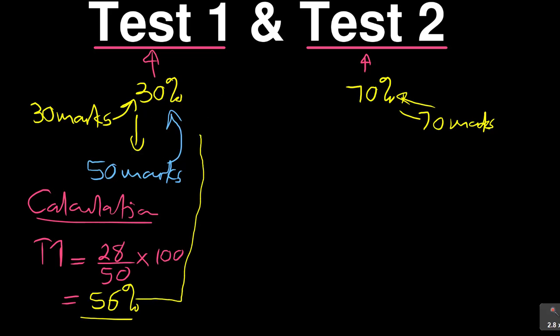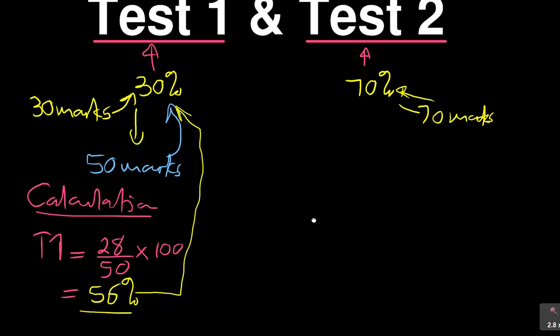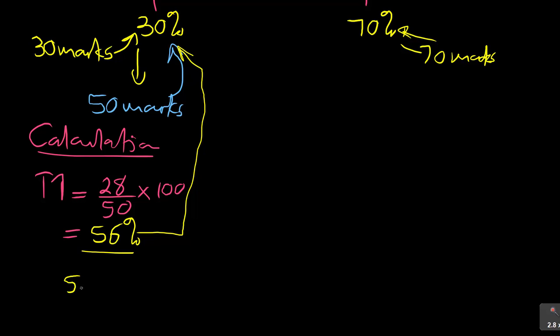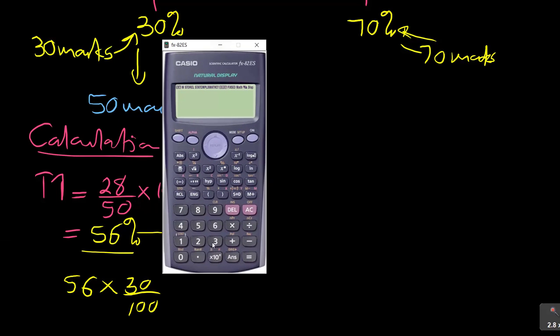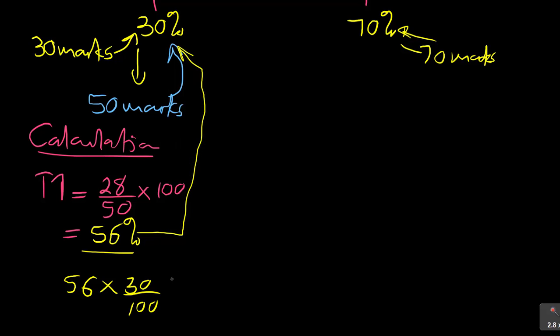But remember you must convert this 56% back into 30%. So what they do is they take 56 and multiply by 30%, which is 30 over 100. The simple thing is to multiply by 0.3. Let's see what it does. 56 times 30 over 100 becomes 16.8%. So you multiply 56 times 0.3, and as I said, it's 16.8%. If you round it off, it becomes 17%.